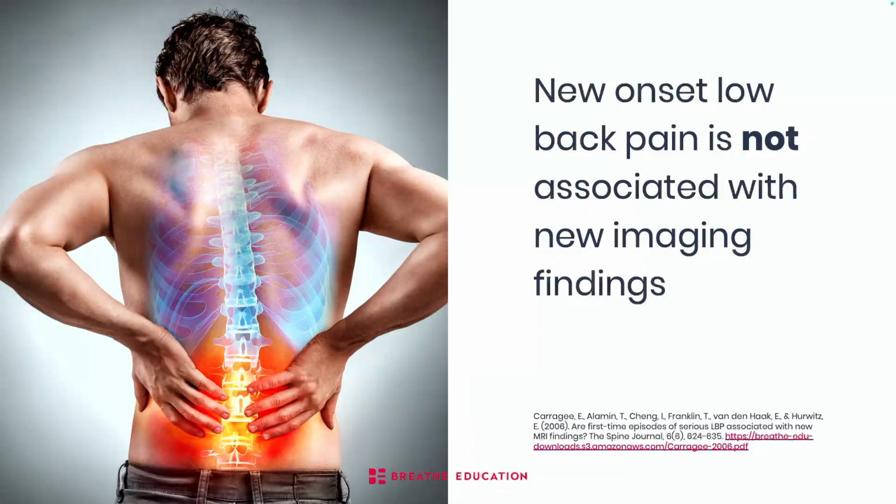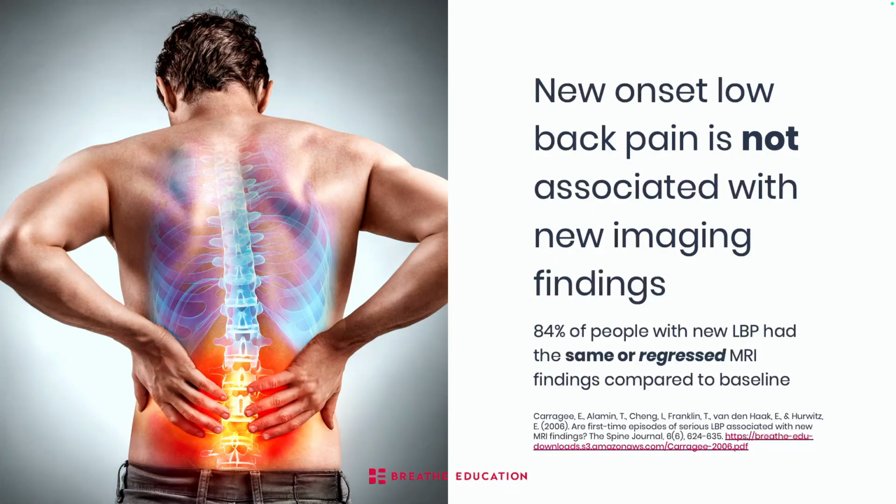New onset low back pain is not associated with new imaging findings. In fact, 84% of people with new low back pain had the same or regressed, which means it healed, okay, same or regressed MRI findings compared to baseline. So if we MRI people who don't have low back pain and then 2 years later we MRI them again and we go, okay, some of these people have developed low back pain in the time and some haven't. What we find is the people who developed low back pain on average had better imaging after their low back pain started. Fewer disc bulges after their back pain started than before, right? So that's a head scratcher.